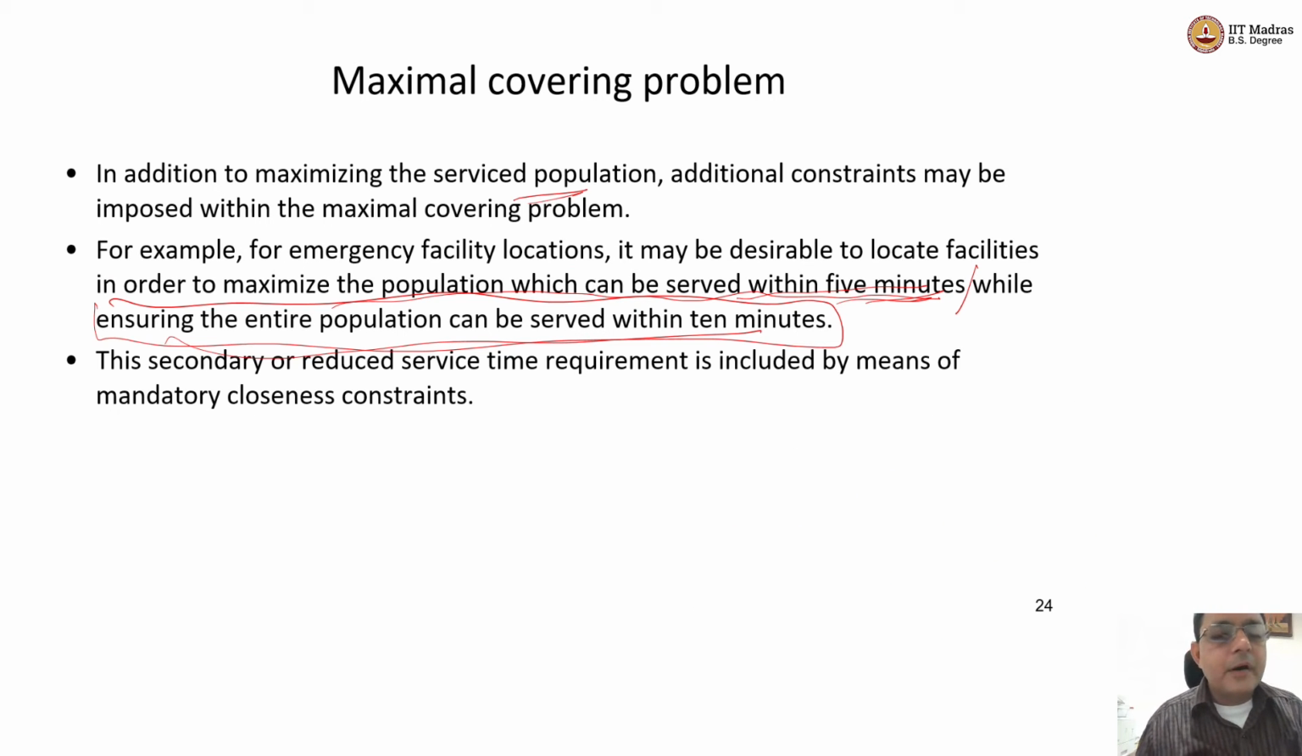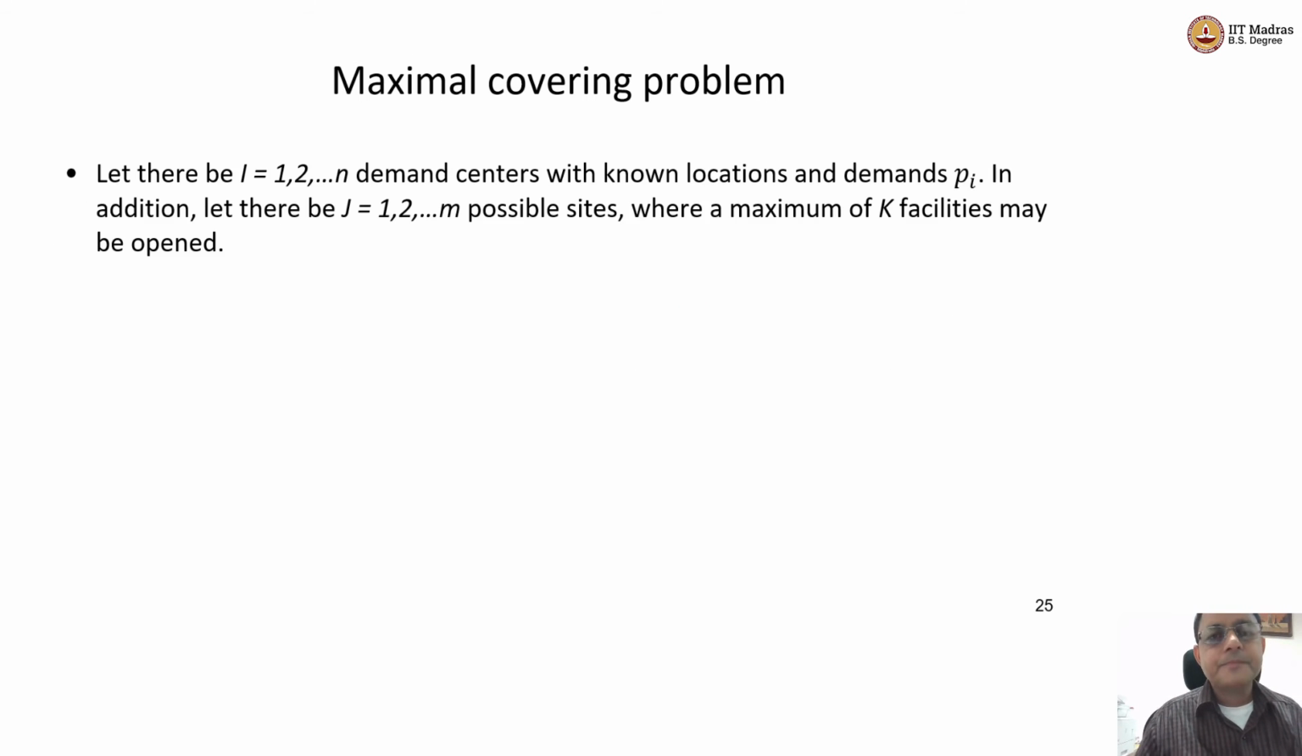Okay. So the secondary constraint, which is the 10-minute constraint, is called mandatory closeness constraint. Okay, so that's called mandatory closeness constraint. So that says that mandatorily I have to impose this closeness constraint, that I have to be close enough to population that entire population can be reached within 10 minutes. Entire population can be reached within 40 miles, right? So that's how we want to impose the conditions here, which were not there in any one of the previous formulations. Okay. So let us get into the mathematical formulation.